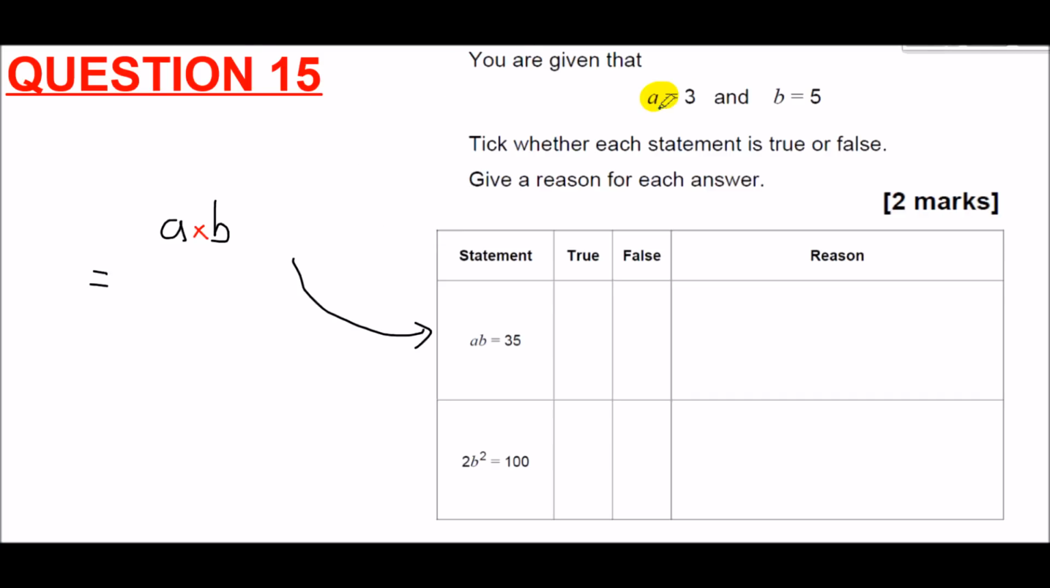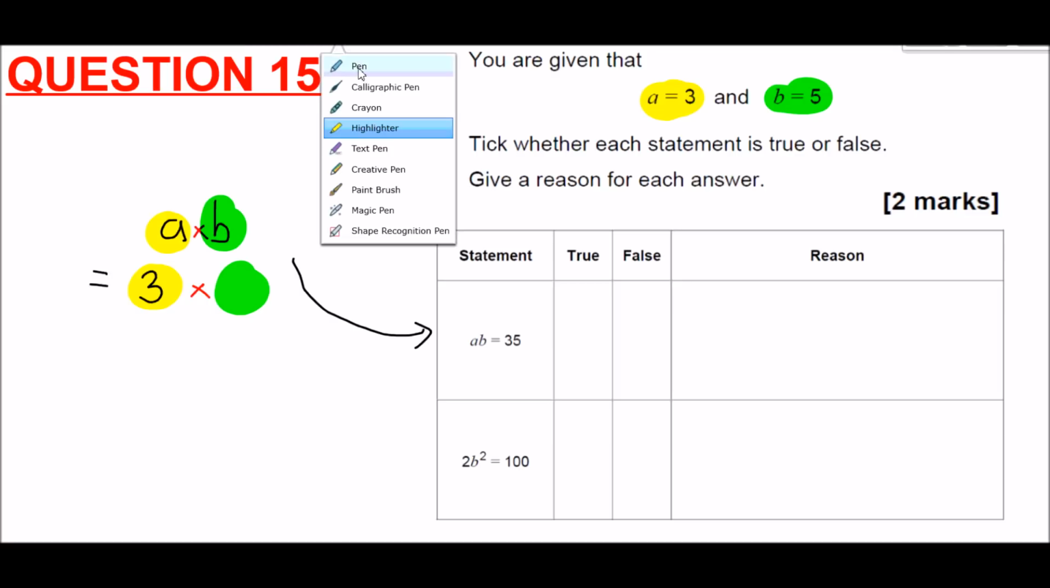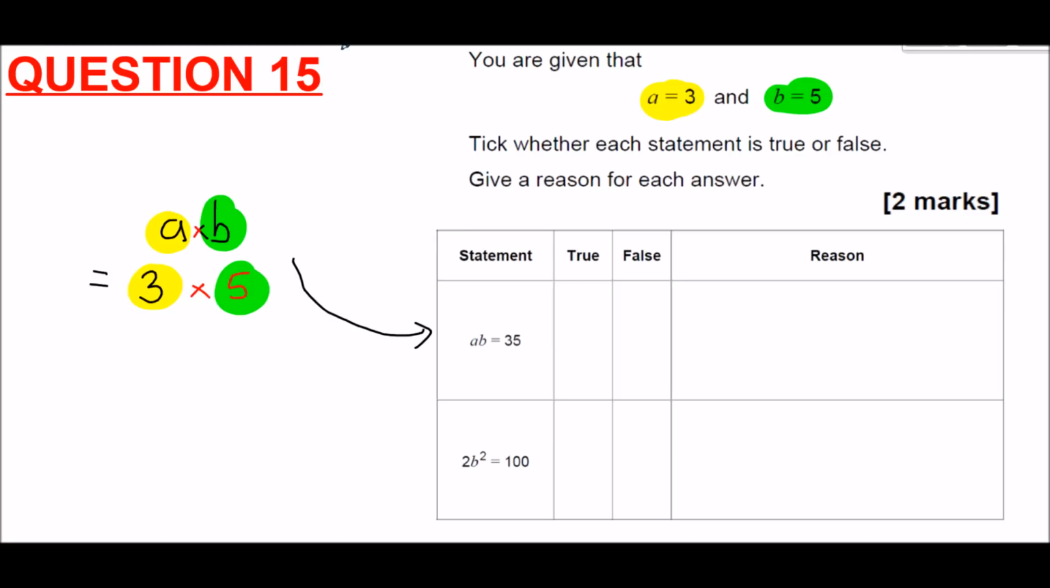And so if A is 3, that will mean 3 multiplied by B. So if B is 5, that'll mean 3 multiplied by 5. And 3 times 5, I'm sure you probably know, is 15.